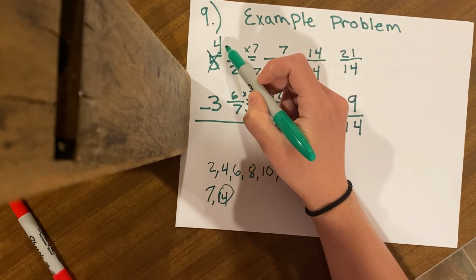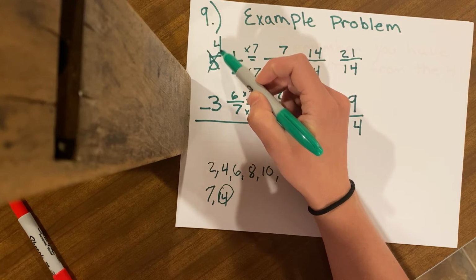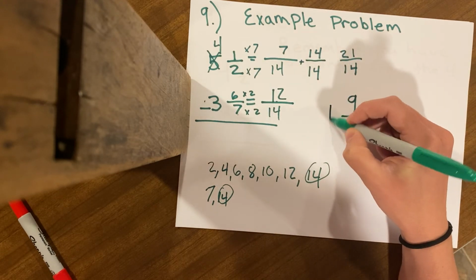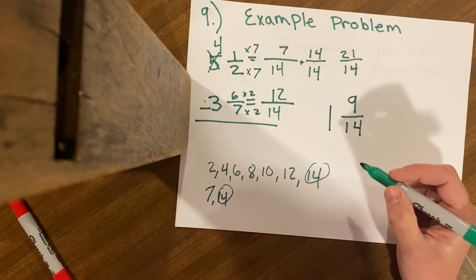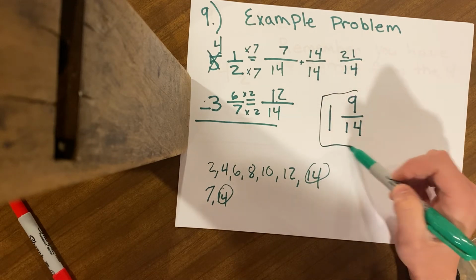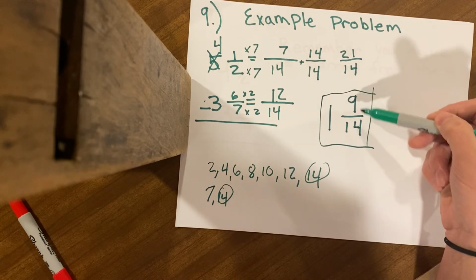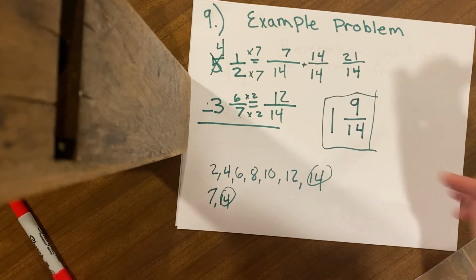Now, don't forget to subtract your whole numbers. 4 minus 3 is 1. So your final answer is going to be 1 and 9/14, I'm sorry.